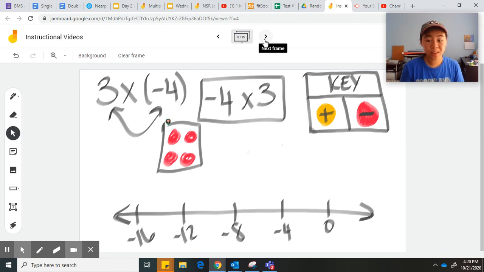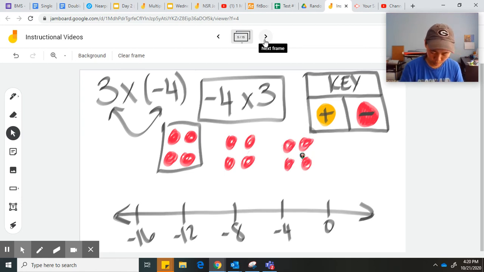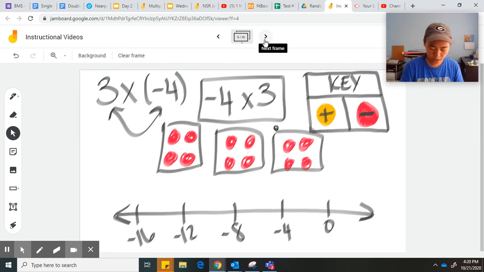And how many do I need? I need 3 of those groups. I'm going to make 2 more. One, 2, 3. Okay, and my answer is going to be how many total counters there are. There are 12, and they are negative. So -12.